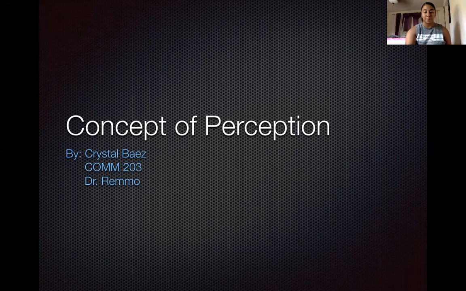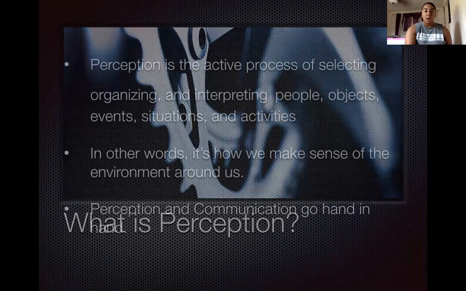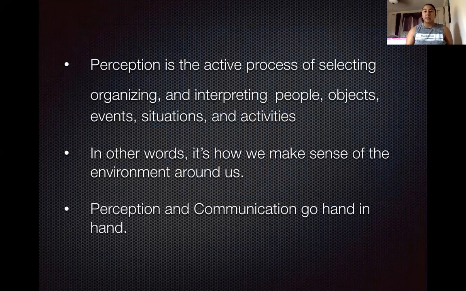So let's get started. The first question is, obviously, what is perception? Perception is the active process of selecting, organizing, and interpreting people, objects, events, situations, and activities. In other words, it's how we make sense of the environment around us. Perception and communication go hand in hand. They influence each other because how one individual perceives something will determine how they communicate with others.